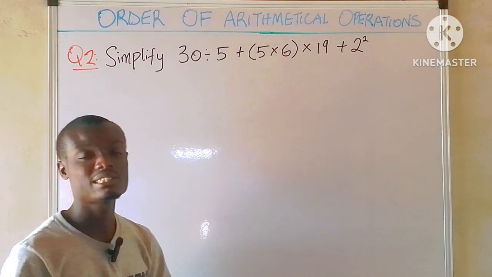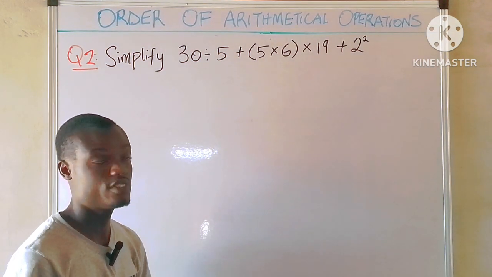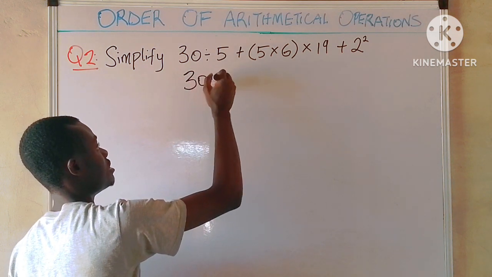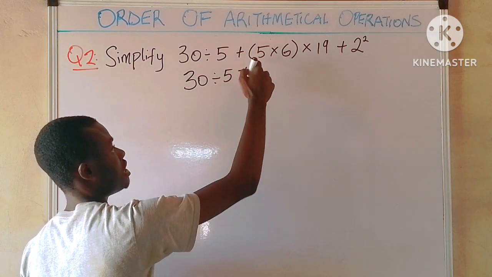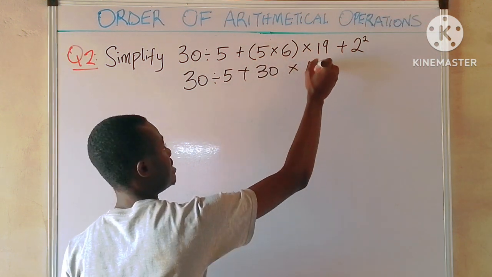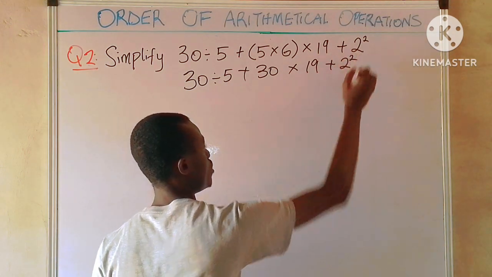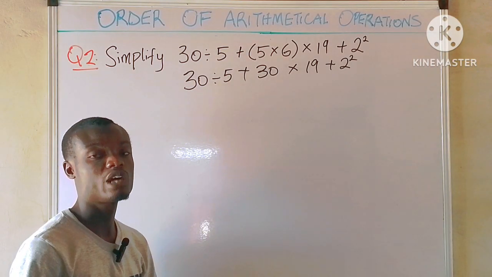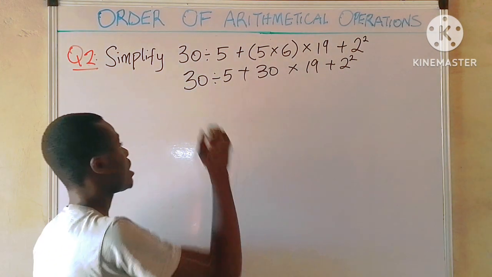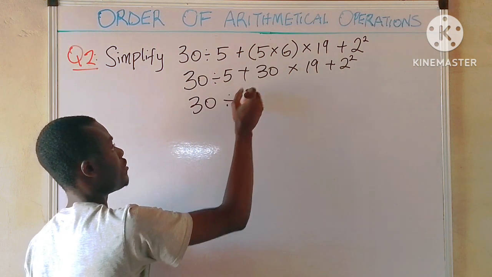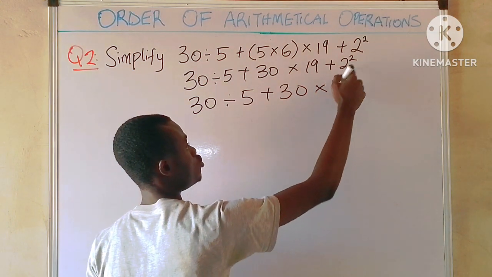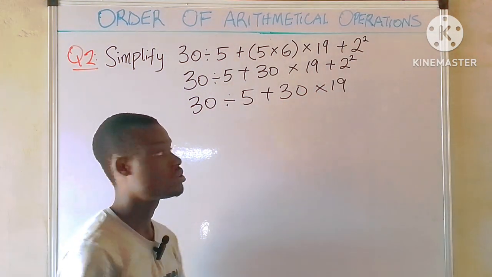So remember our order says we should solve what we have in the bracket first. So we are going to resolve this bracket. So we have 30 divided by 5 plus, in this bracket, 5 times 6 will give us 30, times 19 plus 2 squared. So after solving the bracket, we can now move to order, and in order we have a power here, which is 2 squared. So we now have 30 divided by 5 plus 30 times 19, and 2 squared means 2 times 2, that will give us 4.